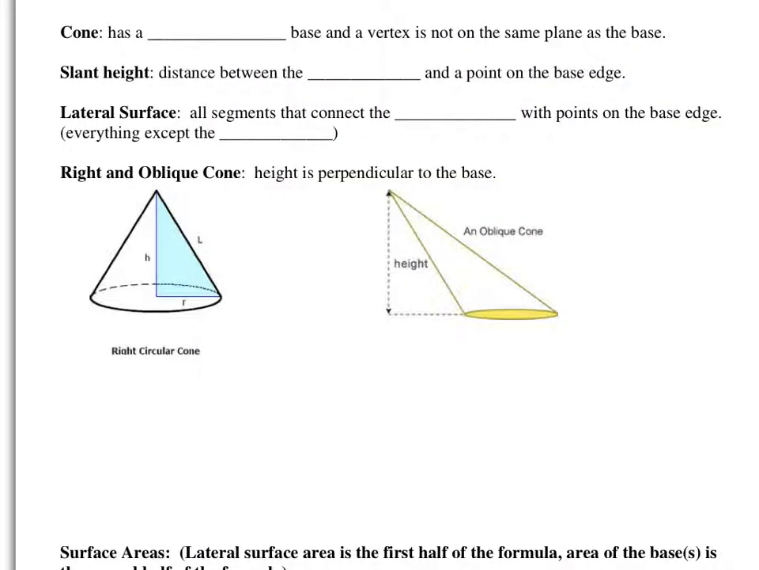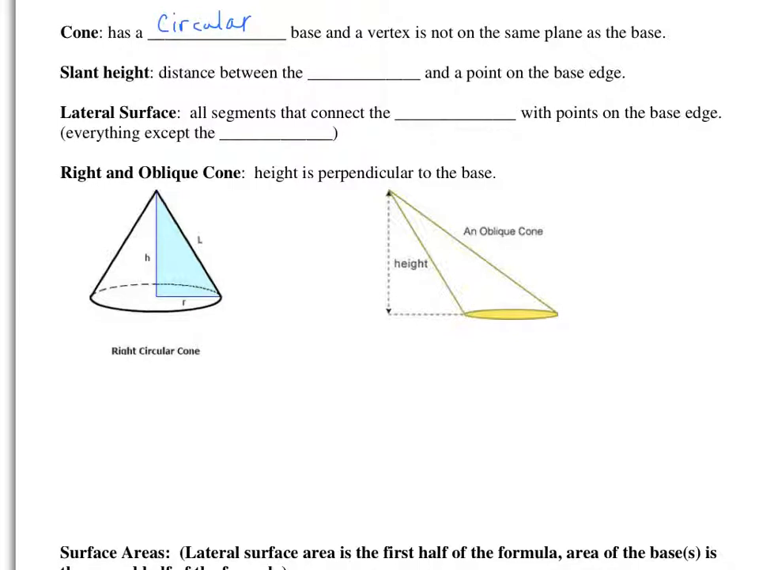A cone is going to have similar characteristics as some of these others. So a cone has a circular base, just like a cylinder, and a vertex that's not on the same plane. So it's kind of like the pyramid, where it's just up in the air above it, but it is just not on the same plane.